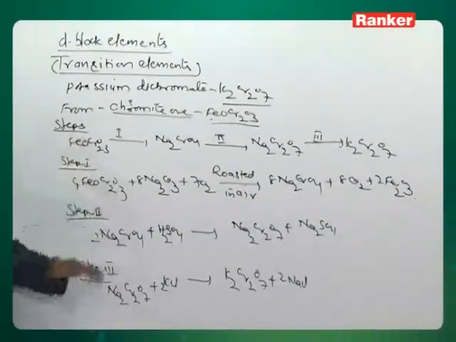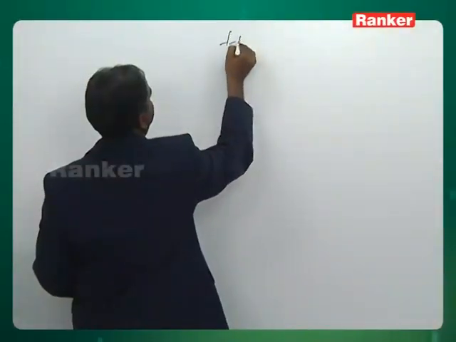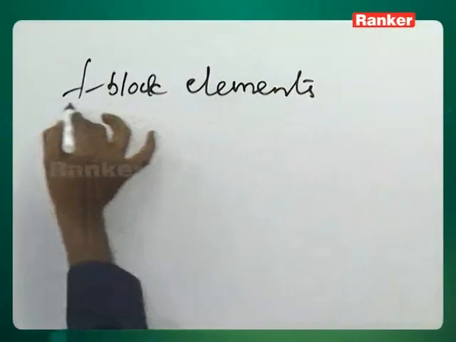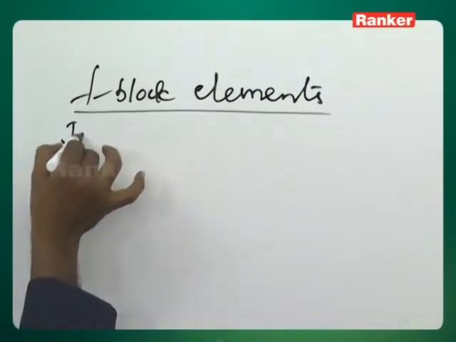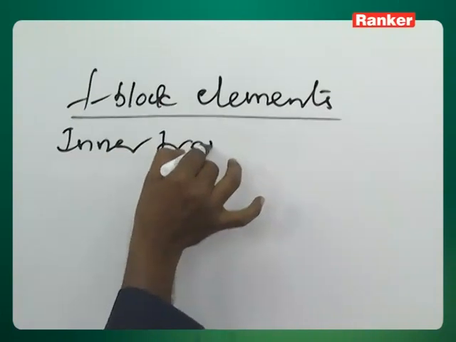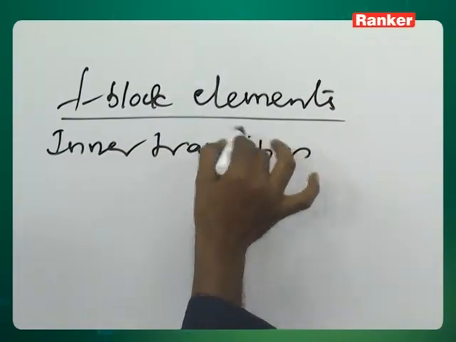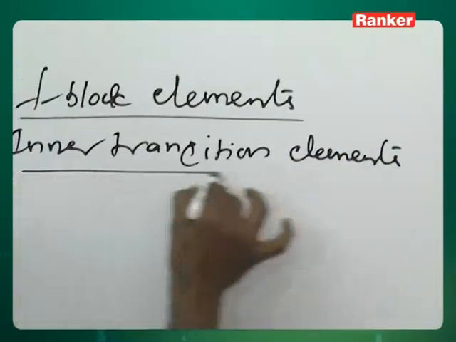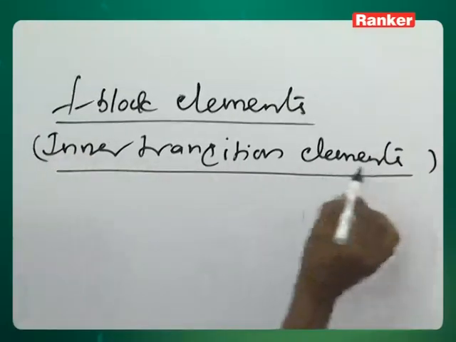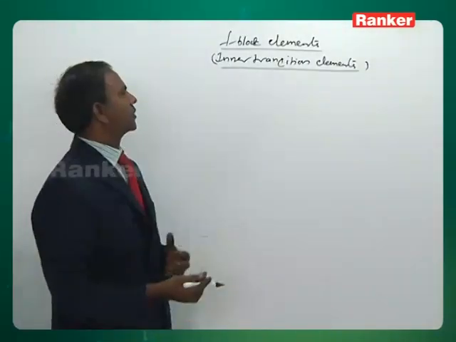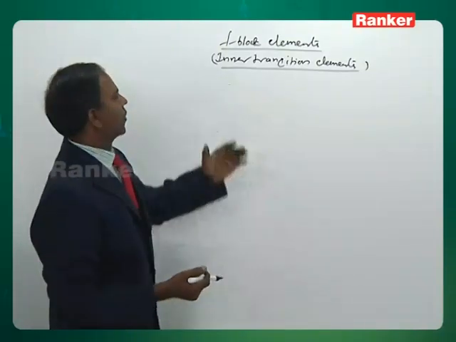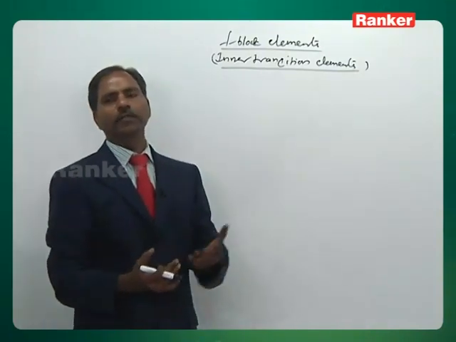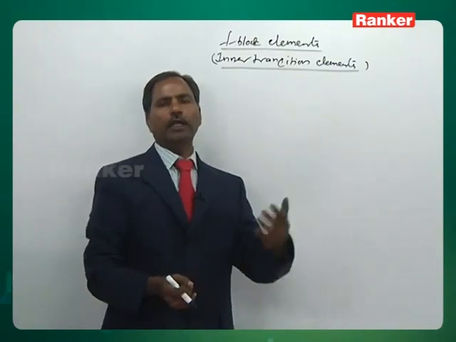Potassium permanganate. F block elements, or inner transition elements. Let me introduce what actually are F block elements, inner transition elements, how many series of these inner transition elements there are, and what their general electronic configurations are.